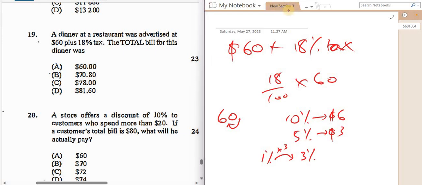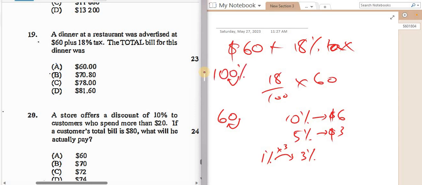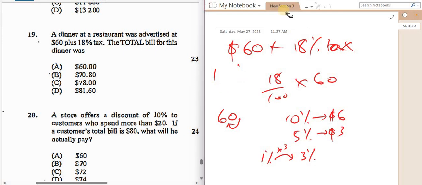Okay, somebody didn't understand that. Let me go over that one more time. You have 100%, guys. To get 10%, you move 1 place to the left, and that's 10%, correct? If you move 2 places to the left, how much percent is that? 1%. The point would be after the 1 now. So just remember that: moving 2 places to the left is 1%.